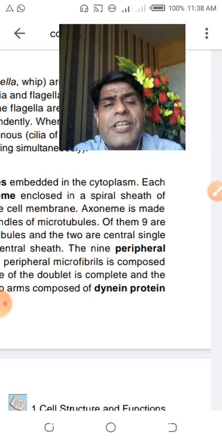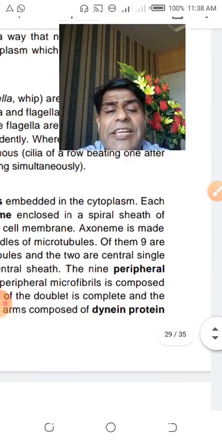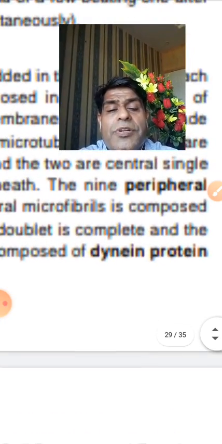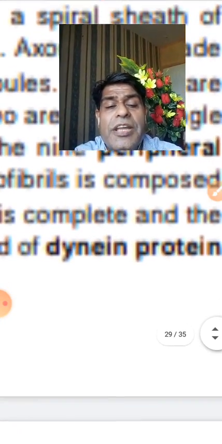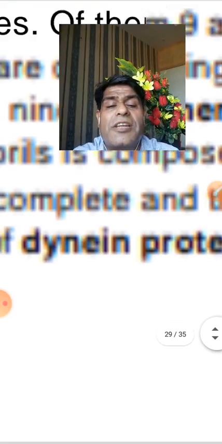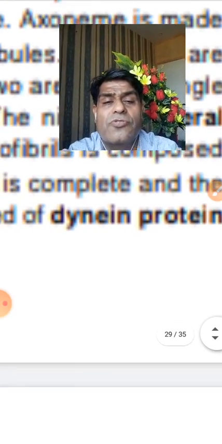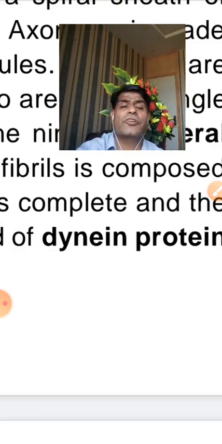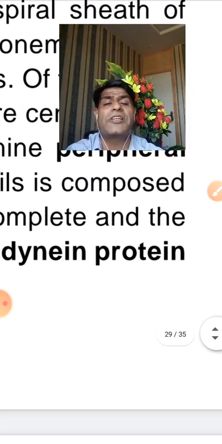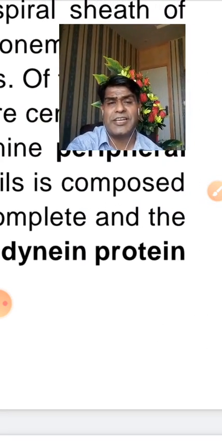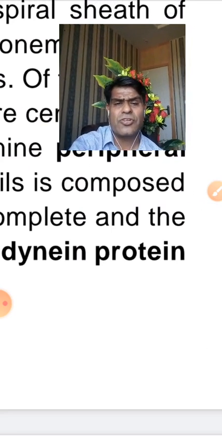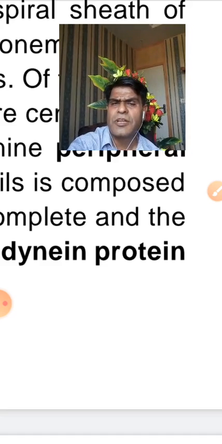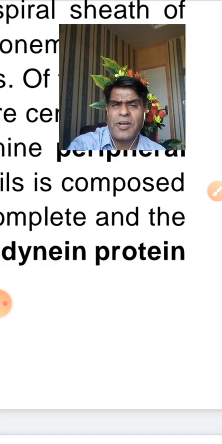Spelling of the dynein protein, D-Y-N-E-I-N, dynein protein. Important. The name of this drama, the name of this movie, the name of this topic, the headline of this topic, the dynein protein. The structure which is moving the cilium, the dynein protein. The hero of this topic, the dynein protein, that is moving the cilium, that is moving the flagellum, and that is attached with the inner subfiber.